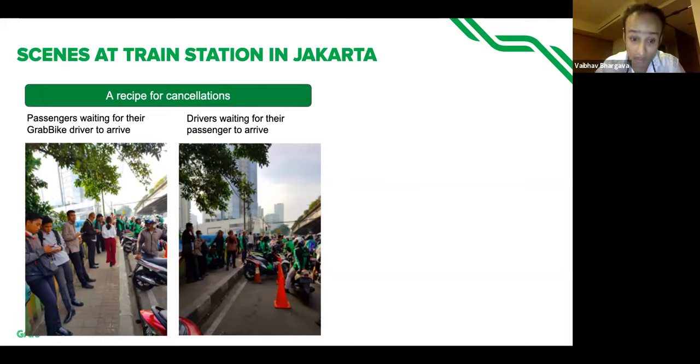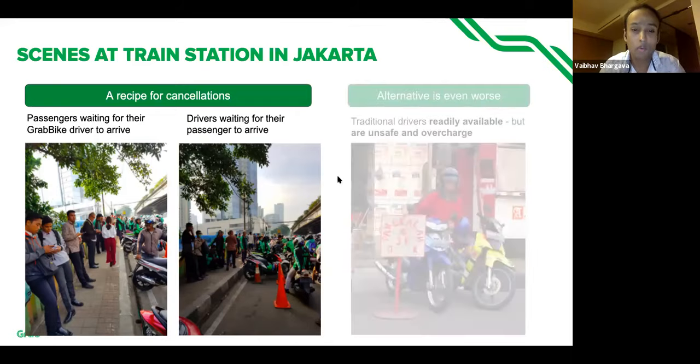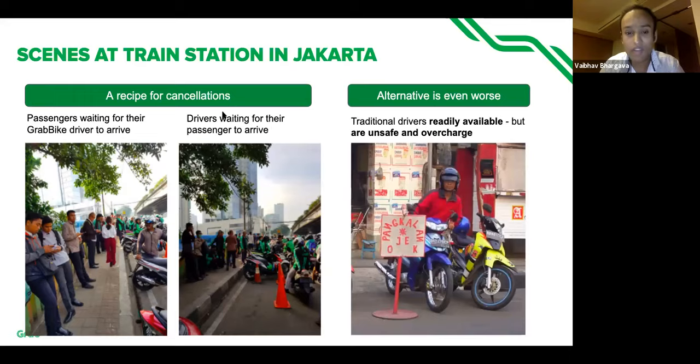What you see right in front of them is there are a bunch of drivers. If you see all these folks in their green jackets, a bunch of drivers were waiting for passengers to arrive, right? And you can probably see there's something wrong here. Why are there so many people who are waiting and so many drivers who are waiting, but none of them are actually getting their driver or a passenger? So why are they waiting? It looks like a recipe for cancellations.